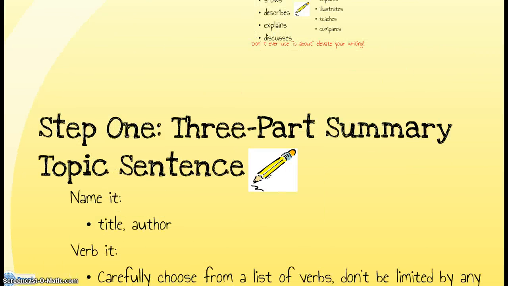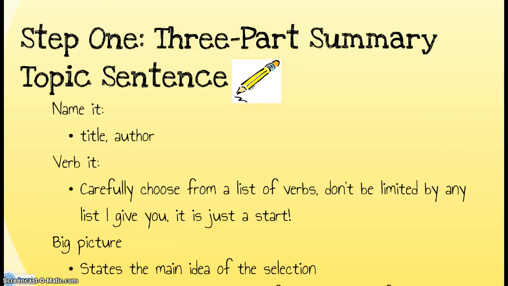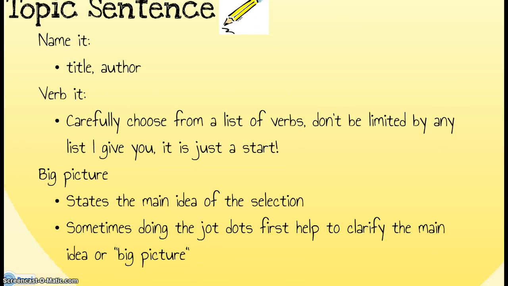So when you're writing a summary, you could do a 3-part summary. We have our topic sentence, where we've got a title and author. Like I said, we want to state what we're summarizing. Then you look at the verbs, which I'll show you in just a second, a list, choosing something better than just "says." And then the big picture, again, the main idea or the controlling idea of the selection. And you can use jot dots or bullet points to help you make sure you understand that main idea or the big picture or controlling idea, however you want to say it.